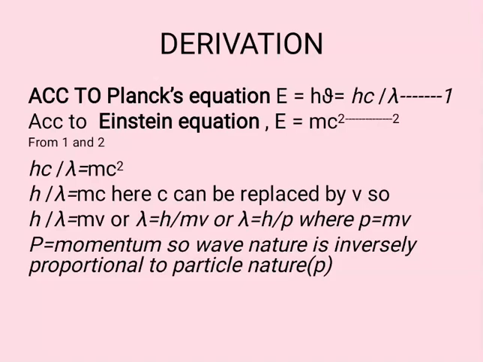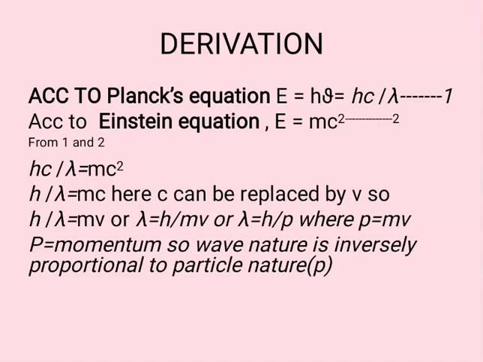C gets cancelled out, so it becomes h upon lambda is equal to mc, where c is the velocity of light or of electromagnetic radiation. If we replace c by v, that is the velocity of a material particle or a moving material particle, then the relation becomes h upon lambda is equal to mv, or lambda becomes equal to h upon mv. This is called the de Broglie equation.